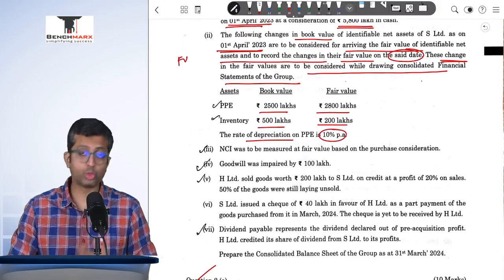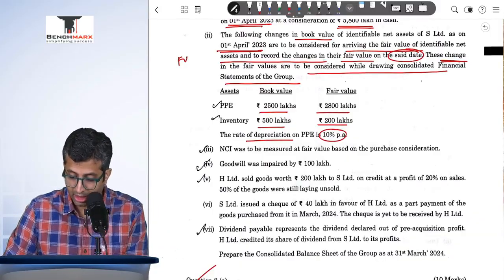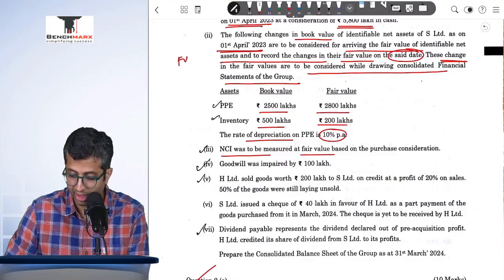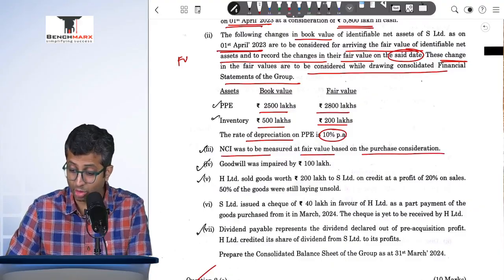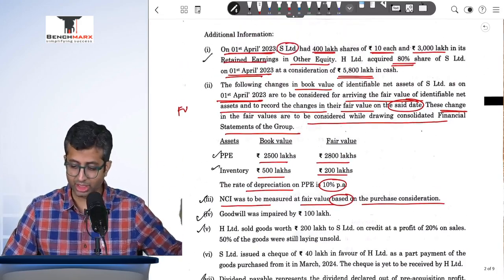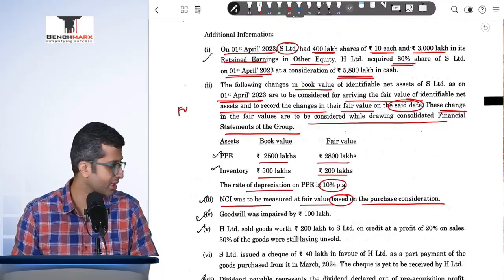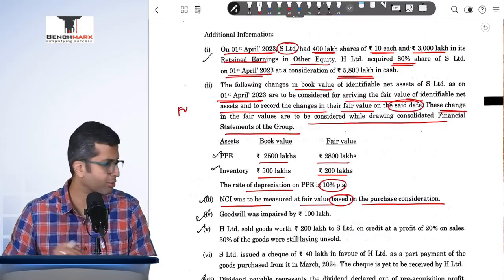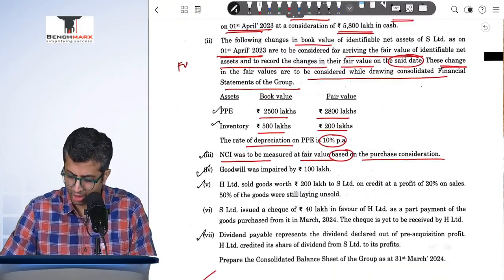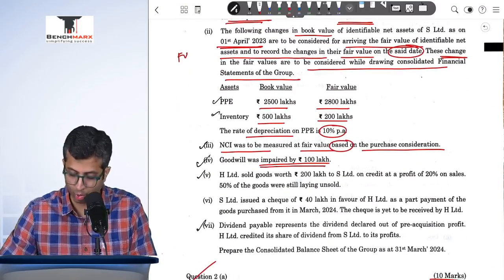Inventory, they have not told you whether that inventory is sold or unsold, so you will probably have to make an assumption. The NCI was to be measured at fair value based on the purchase consideration, based on PC. So whatever is the PC, if the PC for 80% is 5800, then for 20%, what will be the value? That is the fair value of the NCI. So over here, you will calculate goodwill based on the full goodwill method. Are we clear with this? Okay. Goodwill was impaired by 100 lakhs, but this is an impairment using the full goodwill method.